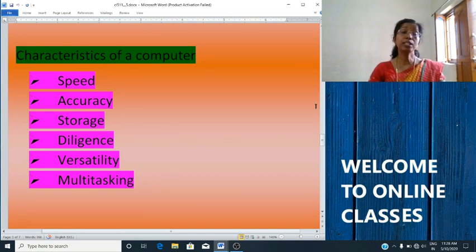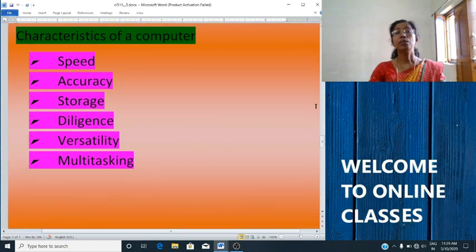Then the next point is accuracy. A computer always gives an accurate result. What is this accuracy? Accuracy refers to the degree of perfection of operation performed by a computer. Computers do not make mistakes, and it is capable of handling complex instructions accurately.